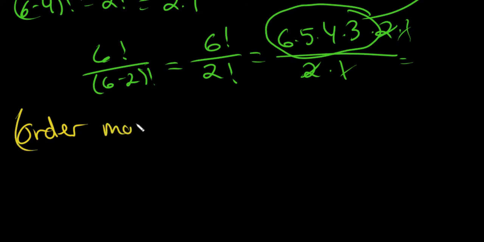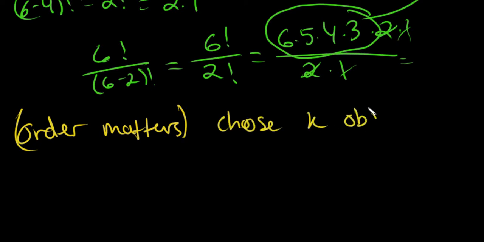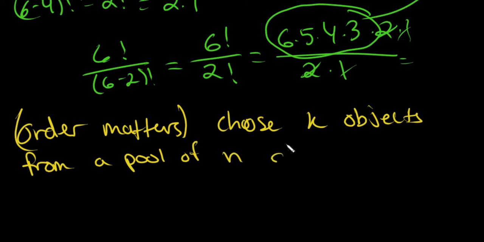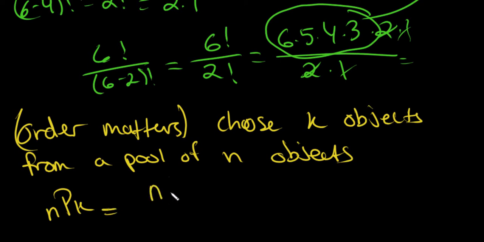So, in general, when you're talking about permutations, where order matters, and you want to choose k objects from a pool of n objects, then it's n permute k. N permute k is equal to n factorial over n minus k factorial.